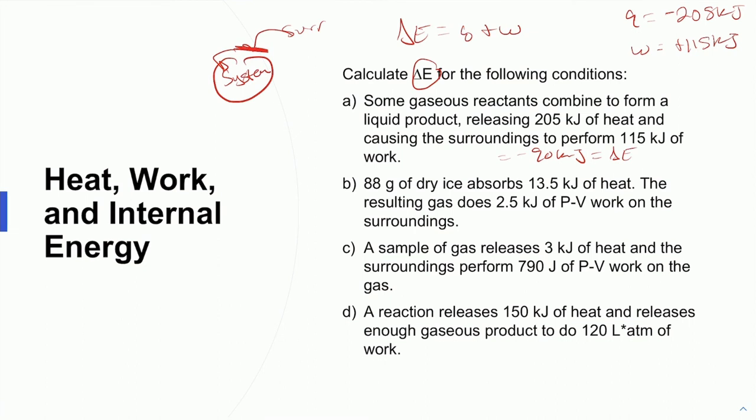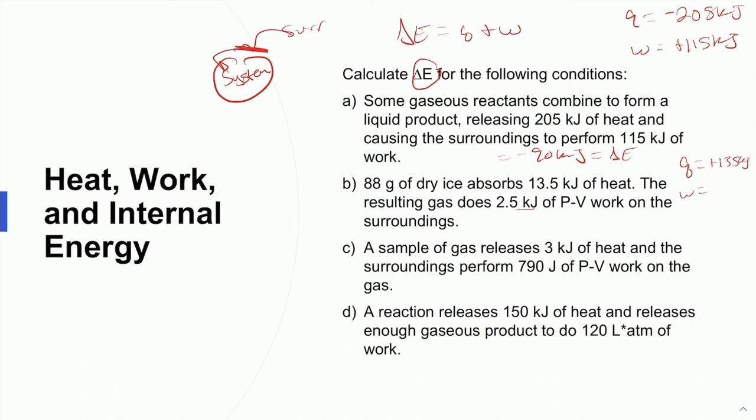All right, B says 88 grams of dry ice absorbs 13.5 kilojoules of heat. The resulting gas does 2.5 kilojoules of PV work on the surroundings. All right, what's Q? Q is we're absorbing this energy, so it's going to be positive 13.5 kilojoules. And then W, in this case, they give it to us in kilojoules.